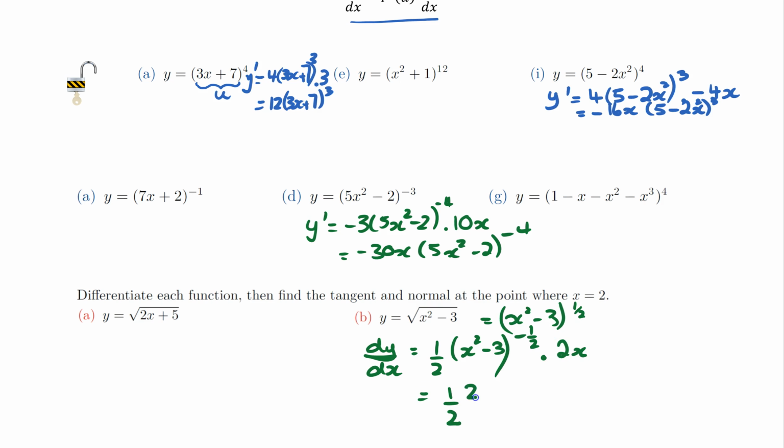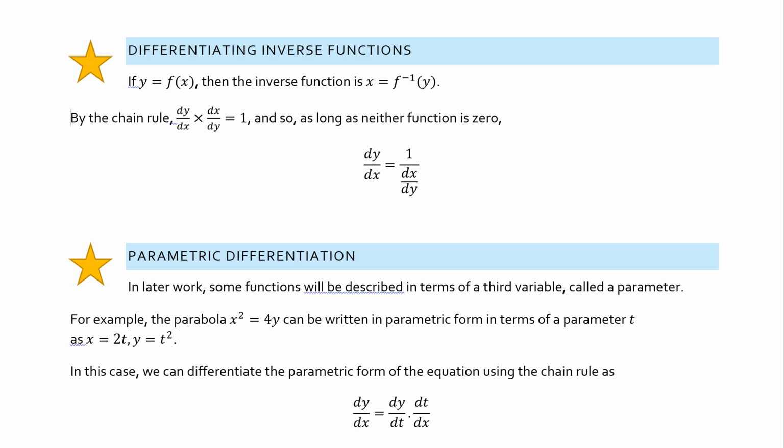I've got my 2x up the top, so those 2's cancel, and I've got my x squared minus 3 down the bottom, courtesy of this negative, and a square root, courtesy of the half. So that's x on root x squared minus 3. Now I'm just going to make mention of these next two.